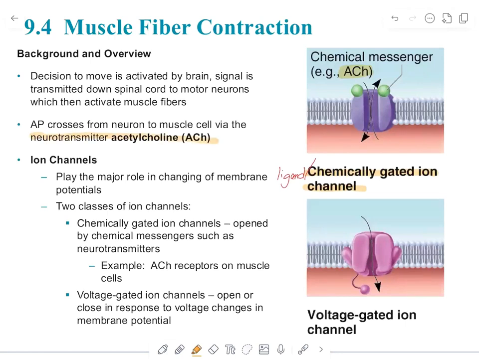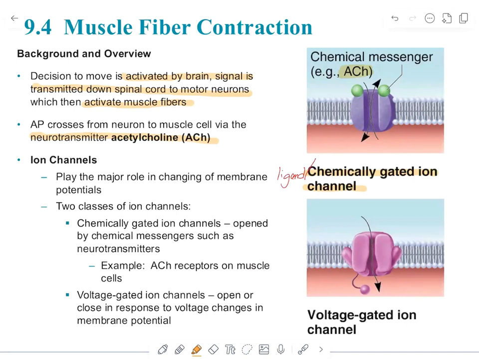acetylcholine. It's a neurotransmitter. The decision to move is activated by the brain, and the signal is transmitted down the spinal cord to motor neurons, and that activates muscle fibers. Again, since it's skeletal muscle, we know that it's voluntary or consciously controlled.